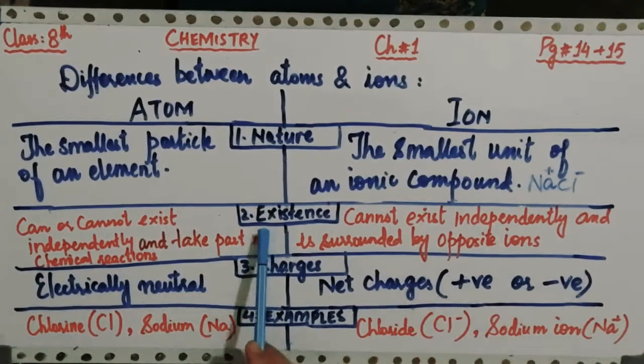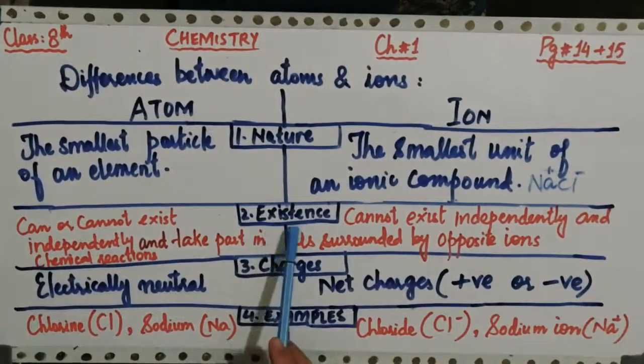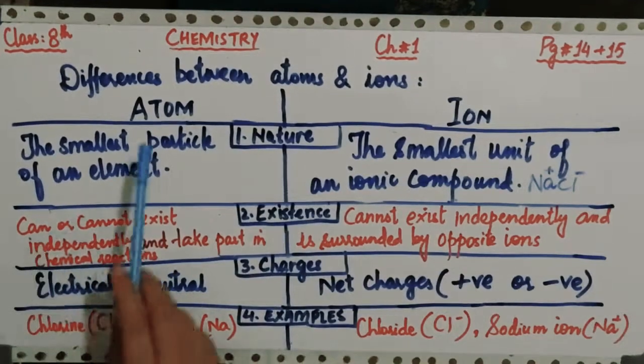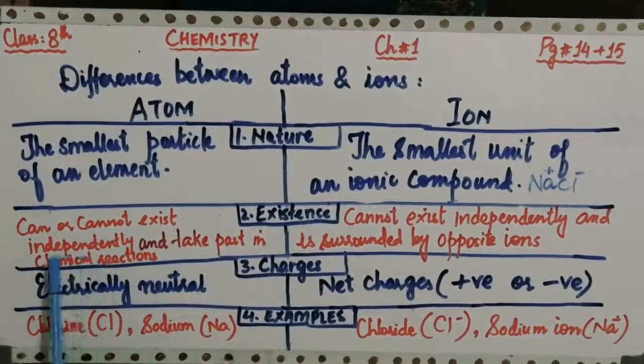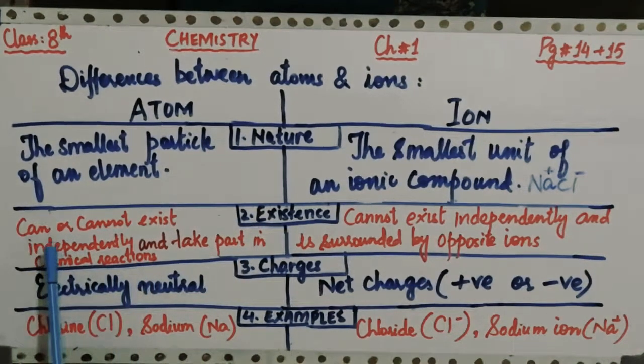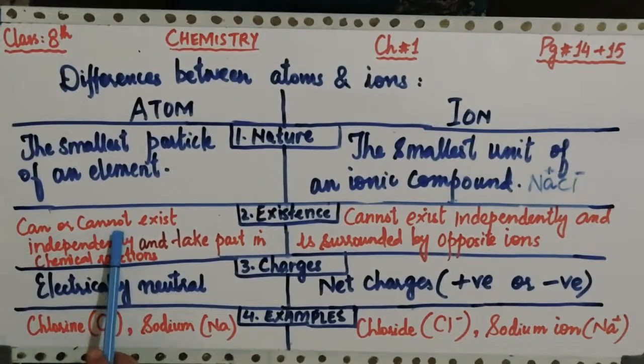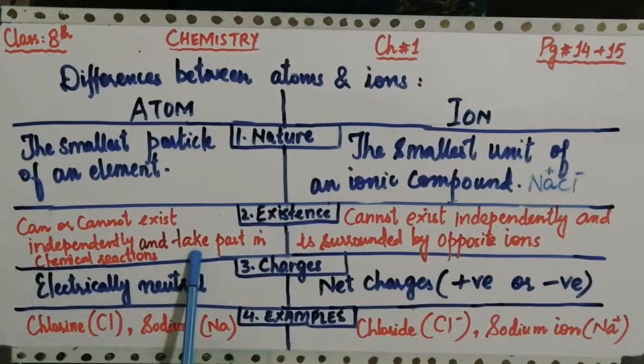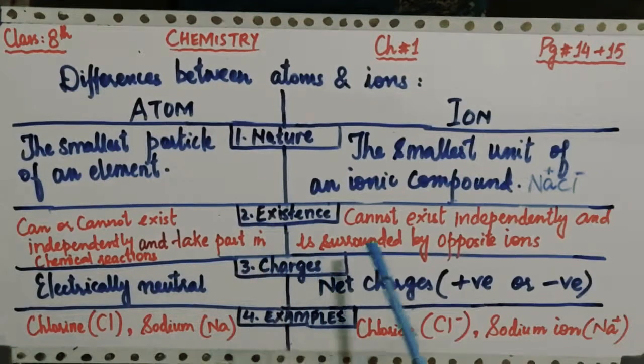The second difference is related to their existence. Atoms can or cannot exist independently and take part in chemical reactions. Atoms आज़ादाना रह भी सकते हैं और नहीं भी रह सकते, जबकि इनकी ख़ास बात ये होती है कि ये केमिकल रिएक्शन में हिस्सा लेते हैं और मुख्तलिफ़ किस्म के कंपाउंड्स तैयार करते हैं.